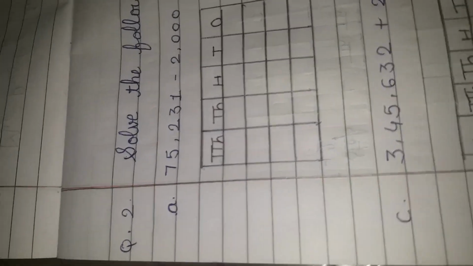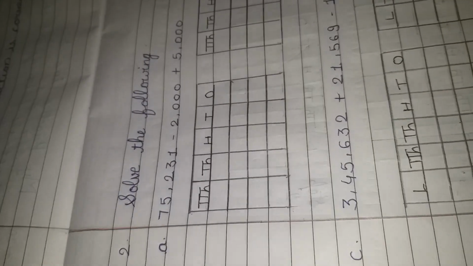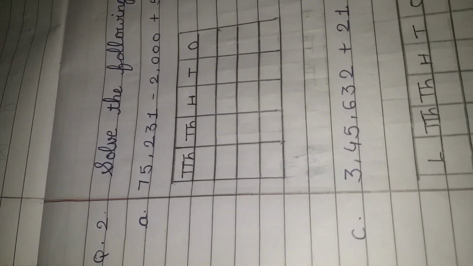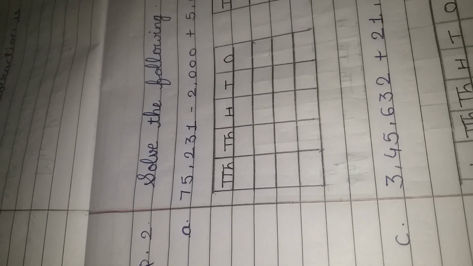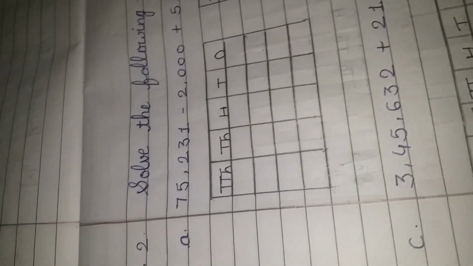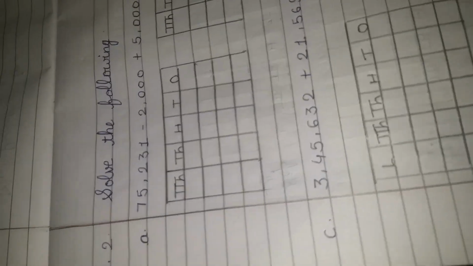Let's move forward to question number 2, that is solve the following. So students, this was all about checking the answer after subtraction by doing addition. Now we are going to solve the following examples. That means we are going to learn how to add and subtract together. So first of all we have to subtract and then we have to add. Here we are going to solve A, C and E, and your homework sums are B, D, F. Okay. So let's solve.